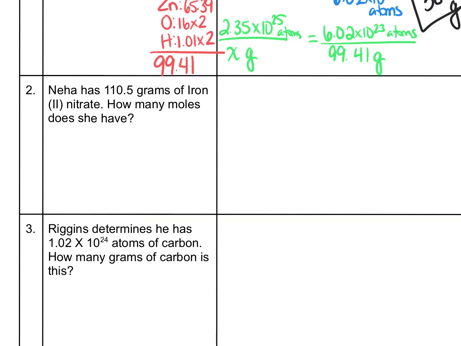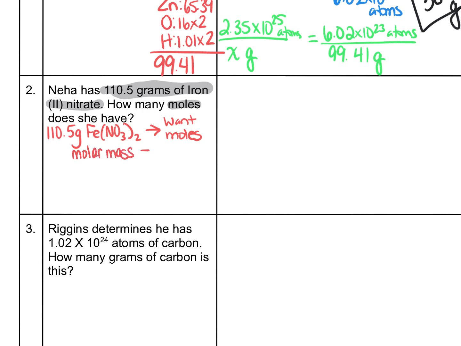On the next problem, it says Neha has 110.5 grams of iron(II) nitrate. How many moles does she have? So again, identify what you're given and what we want to find. In this problem, I'm given grams and I want to find moles. Well, I actually know a relationship between grams and moles. I know that the molar mass of a material is equal to 1 mole. So I need to calculate the molar mass of the material so that I can use this relationship to solve and find how many moles I have.